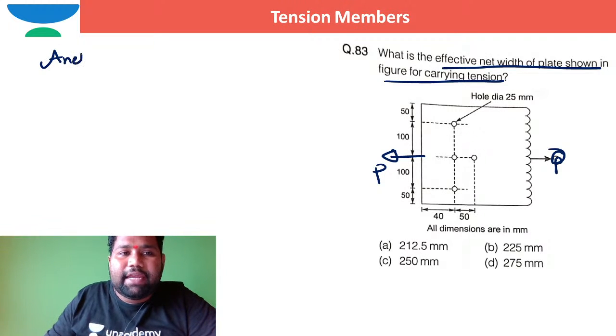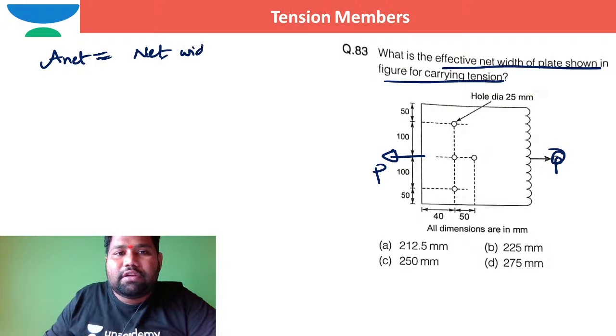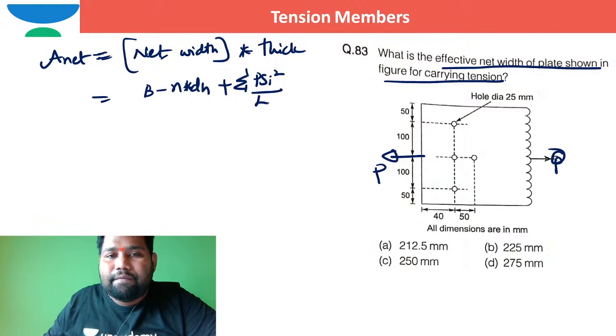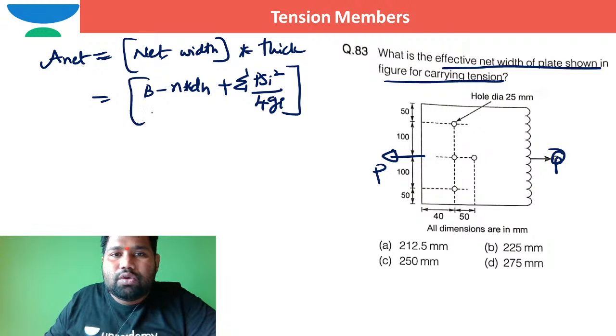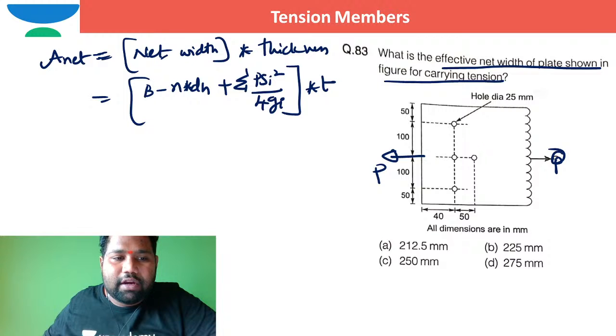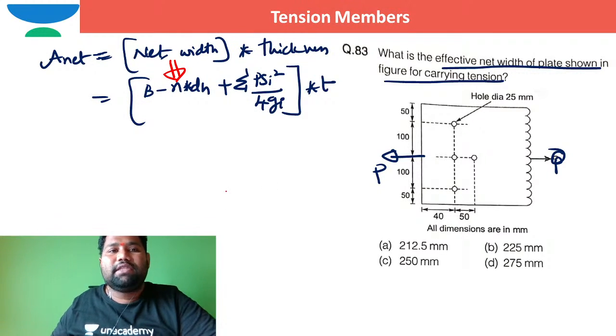So if you take net area, it is net width multiplied by thickness. How can we write the net width? It is B minus n times the diameter of the hole, plus the sum of psi squared by 4 into g_i, multiplied by thickness. That thickness is called T. This is nothing but the net width we can write, isn't it? So definitely, one second, definitely we can call this the net width. So coming to this, what is the net width?